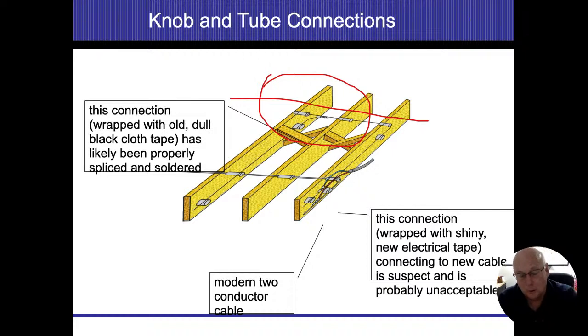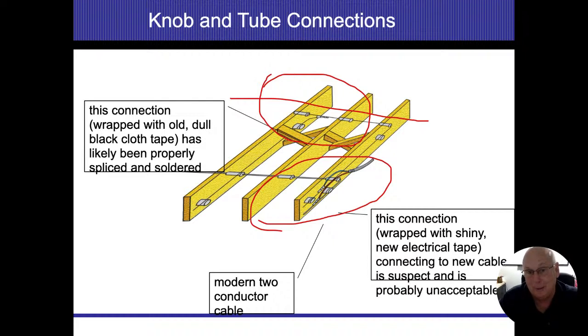But now if I go to the newer stuff down in here, and here they're showing they put a non-metallic cable and they spliced into that knob and tube wiring. Now I have new wires that come in here, and now I'm trying to splice into the old knob and tube. Chances are that's not going to be soldered together. Chances are it's going to be using the newer electrical tape.